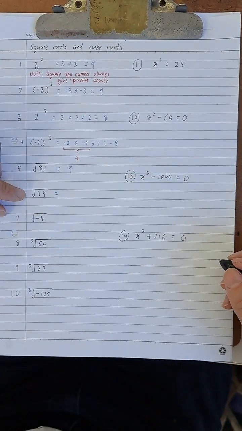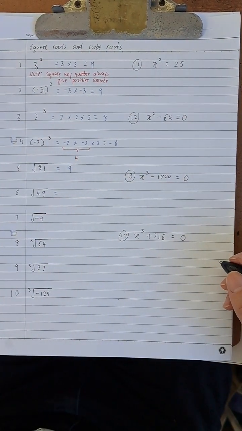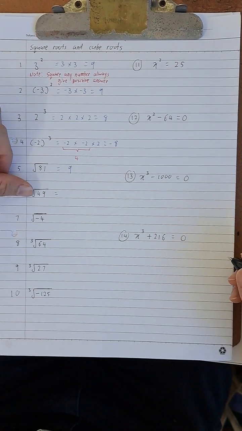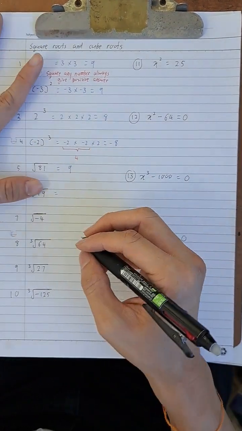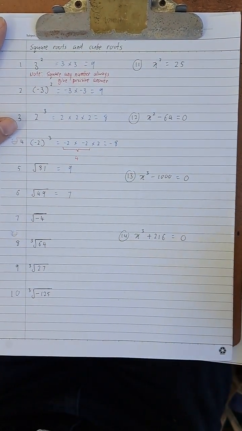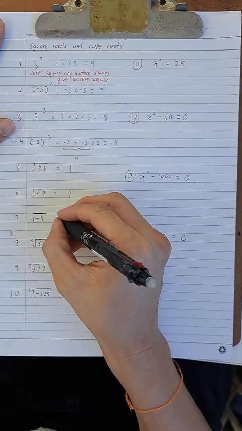Okay, same thing, square root of 49. Basically, what pair of numbers multiply together to get 49? So the answer will be 7 over here. Okay. Now in this case, this is a bit of a special case.